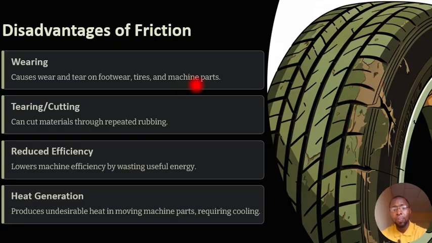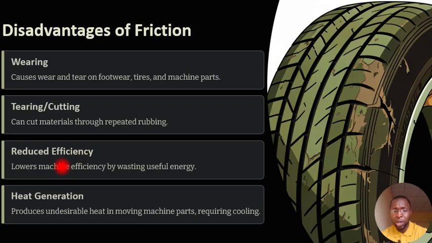So even some machine parts get worn off because of friction. All right. So that's one disadvantage of friction. It causes wearing off. It causes tearing and cutting. As a result of friction, materials can get caught, materials can get torn because of repeated rubbing of the material together. Friction also reduces efficiency.